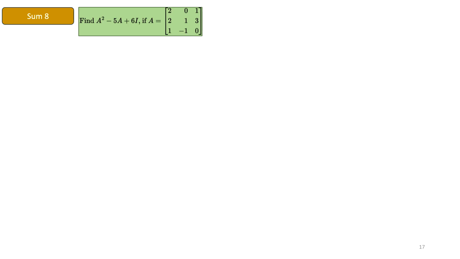Sum number 8. Given a 3 by 3 matrix, compute the value of A square minus 5A plus 6 of I.